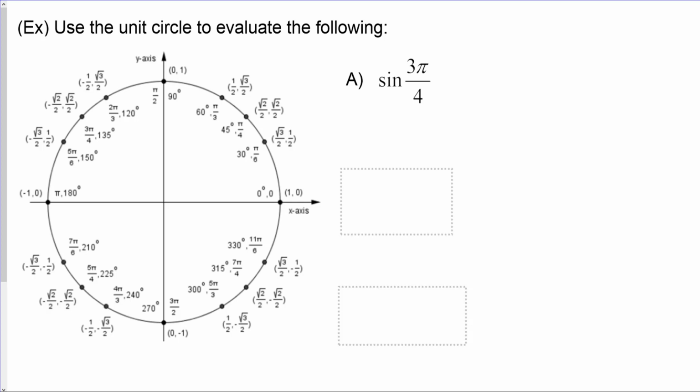So the sine of 3 pi over 4. So 3 pi over 4 is right here in quadrant 2. The sine is the y coordinate, which means the answer here is the positive square root of 2 over 2. I'm just answering with the y coordinate of that particular point.